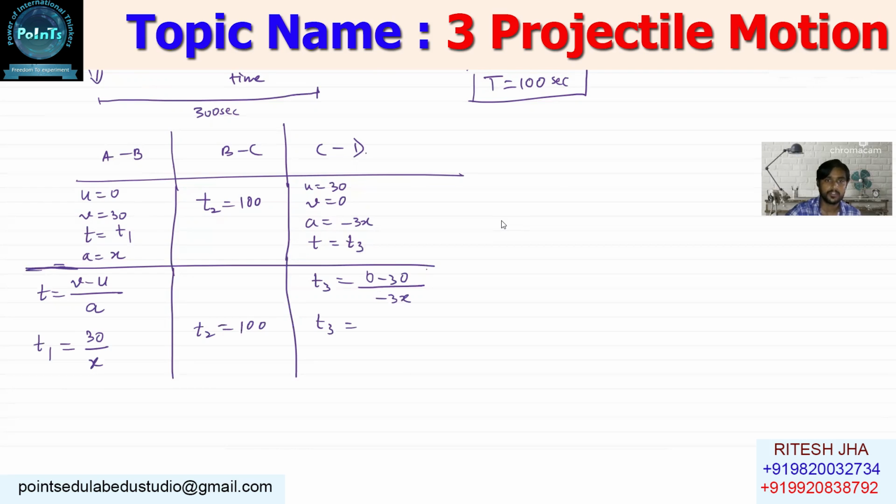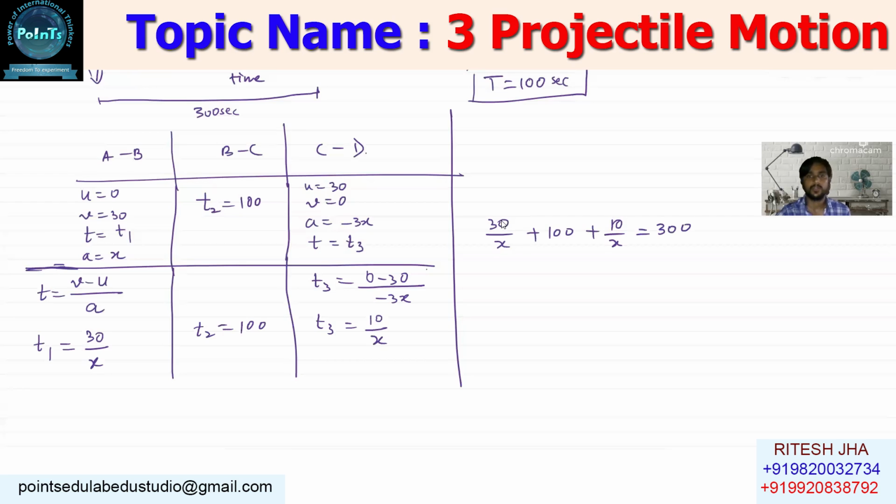So T3 is equal to 10 over X. Now the total time taken, you can put into a formula and equate it to 300. So 100 plus 30 over X plus 10 over X is equal to 300. So then 40 over X is equal to 200. So X is equal to 40 over 200, that is 0.2 meters per second squared.